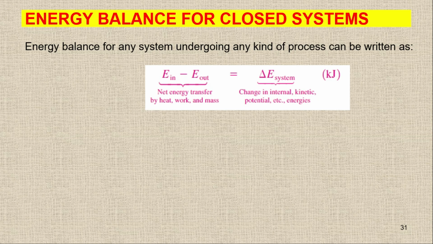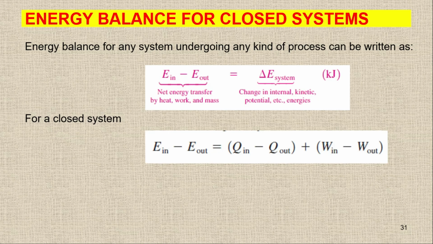And when we are talking about the change in the energy of the system, we are talking about the internal energy, kinetic energy and the potential energy of the system. So for a closed system, the energy in or the energy out will be equal to the energy transfer due to heat, either Q in or Q out, or due to work. There is no energy transfer due to mass in a closed system.